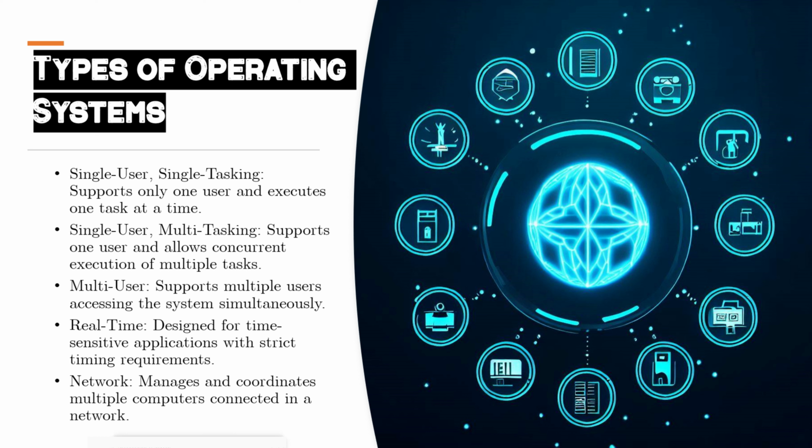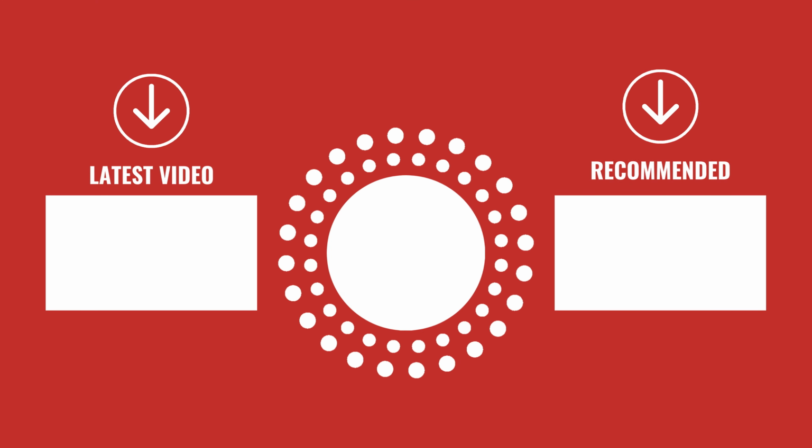Network. Network operating systems are designed to facilitate network communication and resource sharing among multiple computers. They enable file and printer sharing, centralized administration, and user authentication across a network. Each type of operating system has its own characteristics and is designed to meet specific needs in various computing environments.